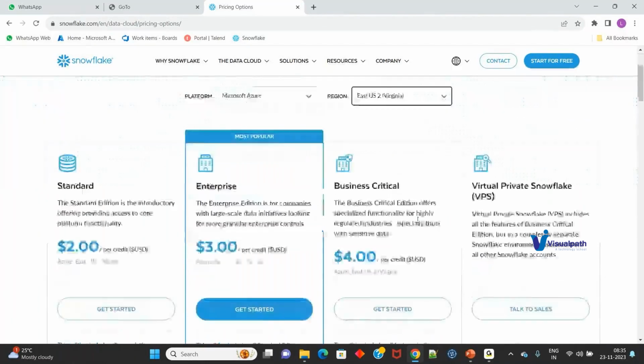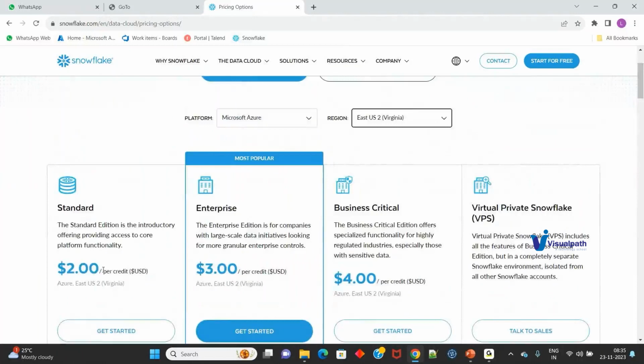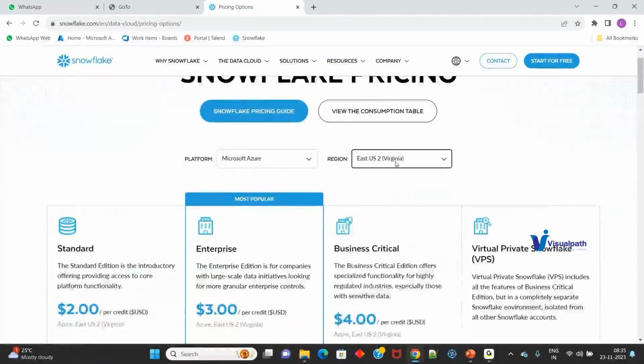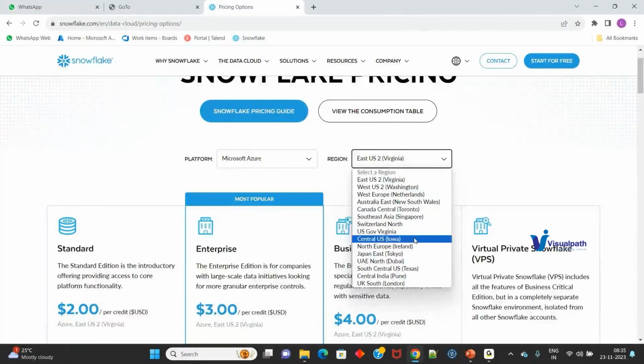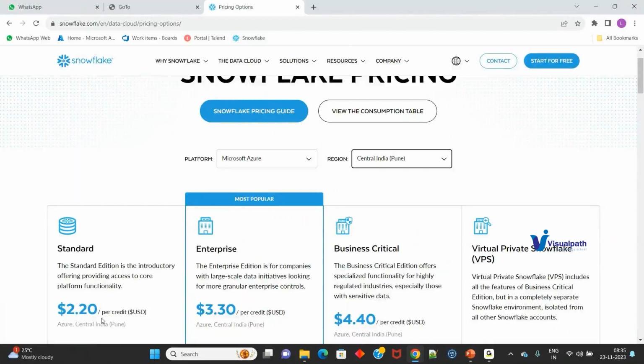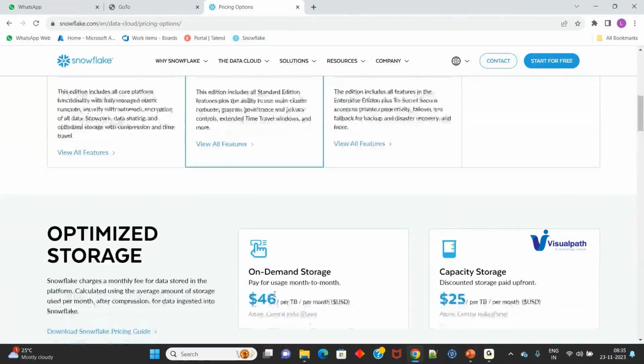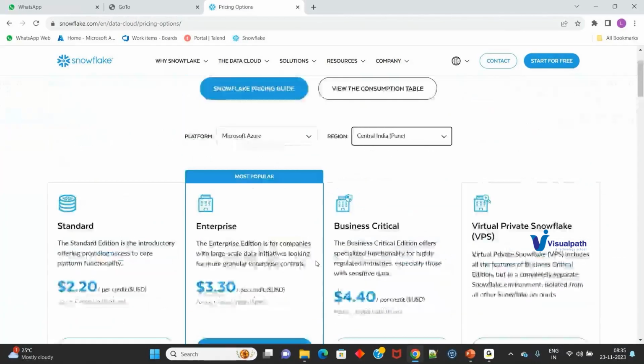So if we go to US East Virginia, we can see $2, $3, $4, and the storage is $40, 23 is capacity storage. So it will differ. Let's say the same in Microsoft Azure, you just go to the India region. So where it is Central India, Pune. So almost $2.2, 3.3, 4.4, and capacity is 25. On demand is 46. So it will differ in the same cloud. It will differ from region to region.